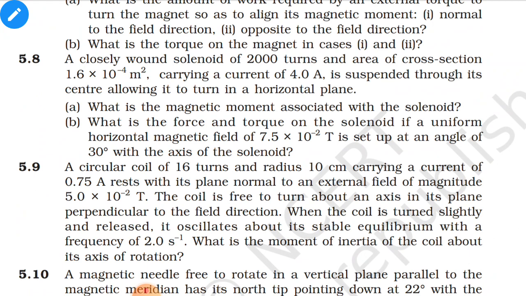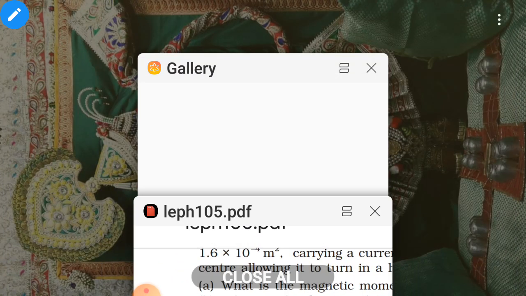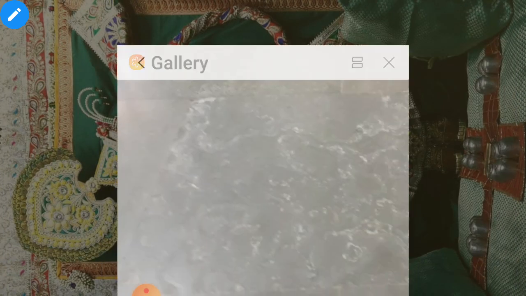What is the force and torque on the solenoid if a uniform horizontal magnetic field of 7.5 × 10^-2 Tesla is set up at an angle of 30 degree with the axis of the solenoid? So, the angle is 30 degree with the axis of the solenoid in the magnetic field. Now, we shall move on to this calculation.